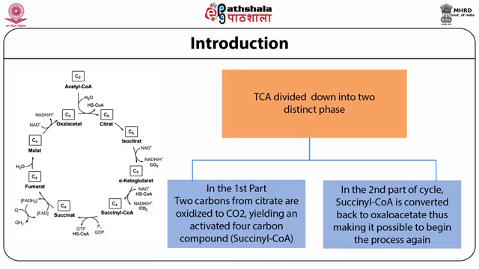Interestingly, the results of isotope labeling studies reveal that the 2 carbon atoms that enter each cycle are not the ones that leave. 4 pairs of hydrogen atoms leave the cycle in 4 oxidation reactions. 2 molecules of NADH are reduced in the oxidative decarboxylation of isocitrate and alpha-ketoglutarate.